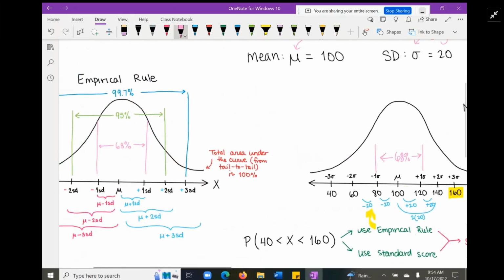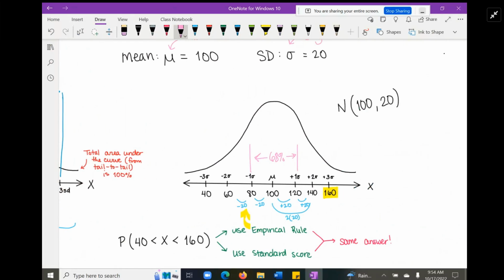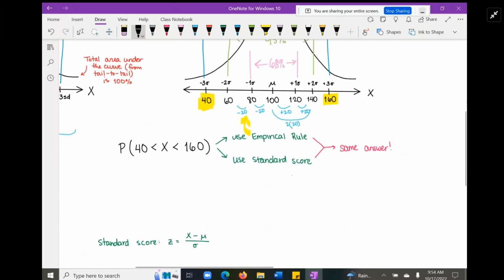So we have 68%, 95%, and finally 99.7%. And again, what is our range here that they asked for? We're looking at 40 to 160.